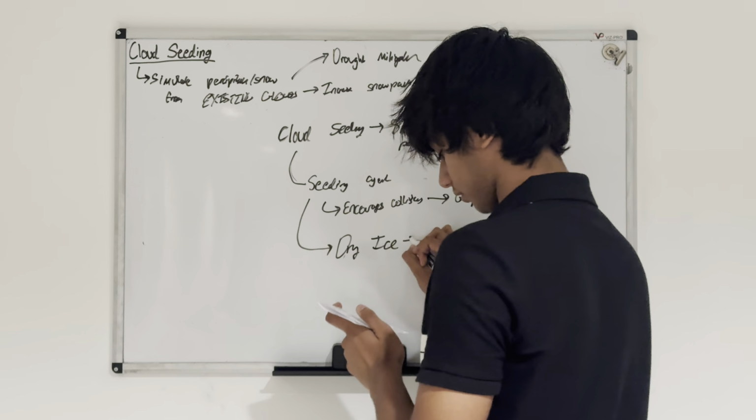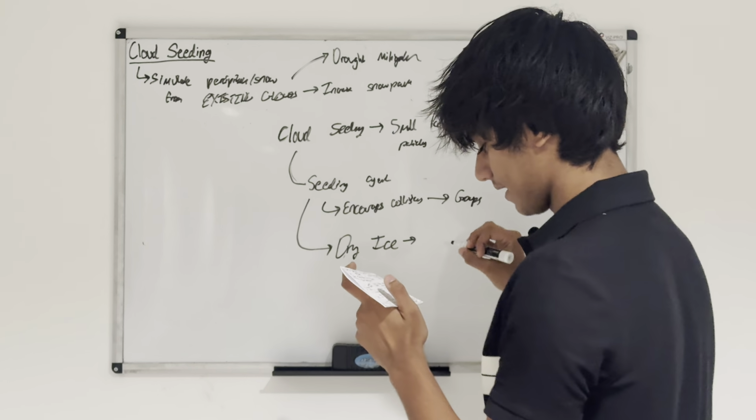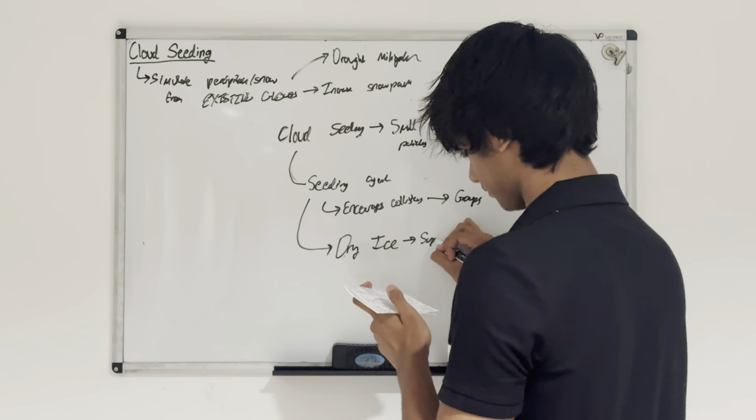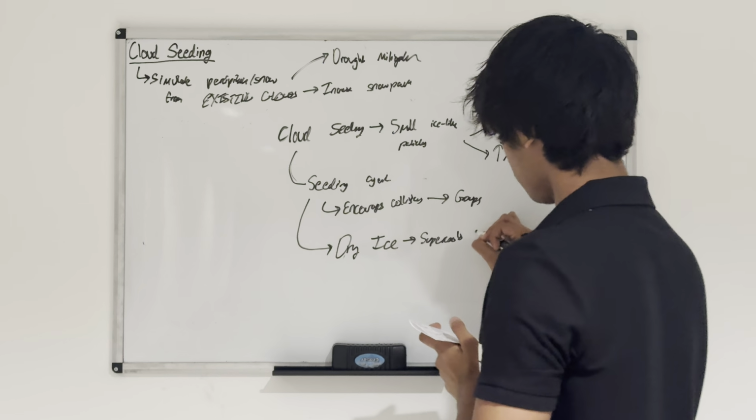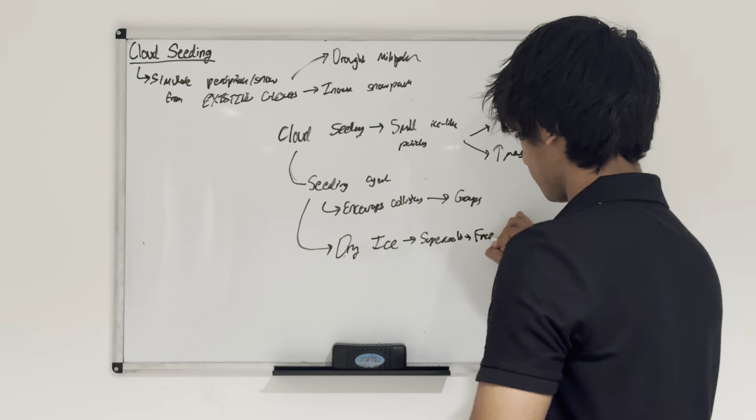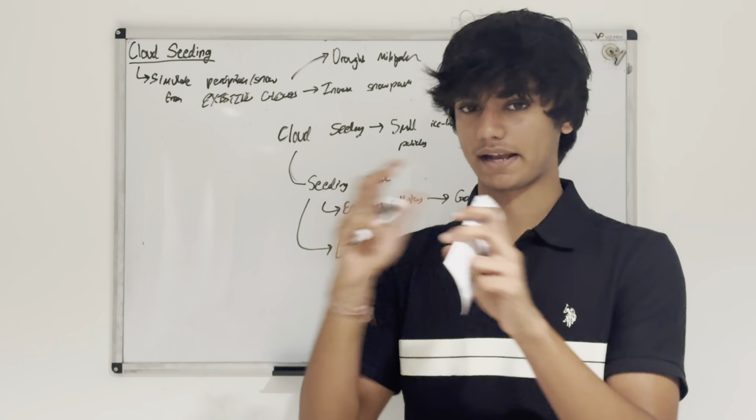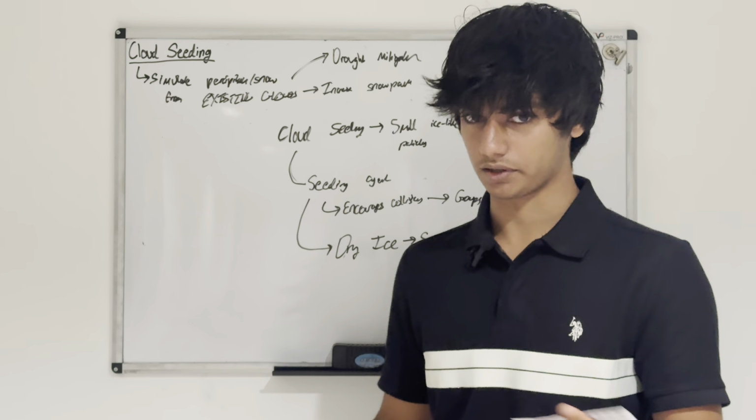So dry ice basically supercools the droplets and freezes them together, right? As it freezes, it gets bigger, has more mass, and then falls down. If it's hot, it turns back into rain, or if not, it just falls down as snow.